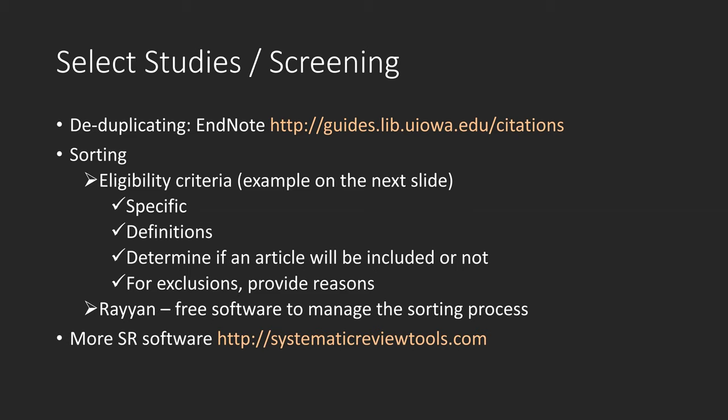There is some software out there used for sorting. Rayyan is a free software to manage the sorting process, but if you are more comfortable with other software, you are welcome to use them. For example, if you use EndNote citation management software, you may want to create three separate folders. The first folder is for included articles. The second folder is for excluded articles. And the third folder is for articles that you're not sure about. For more systematic review software, check out this website.